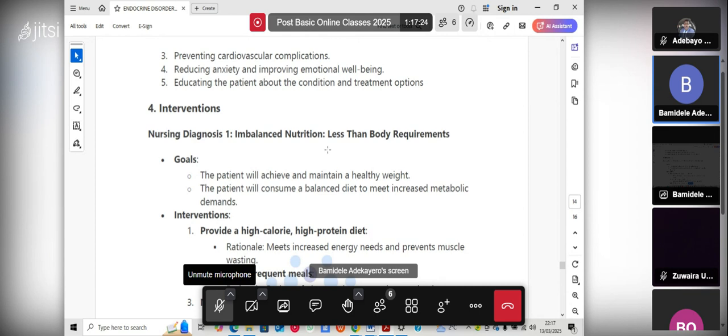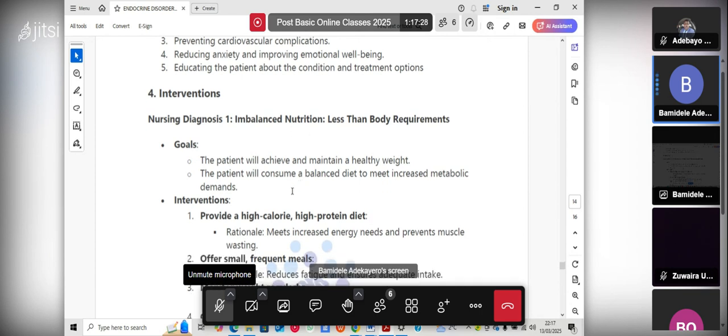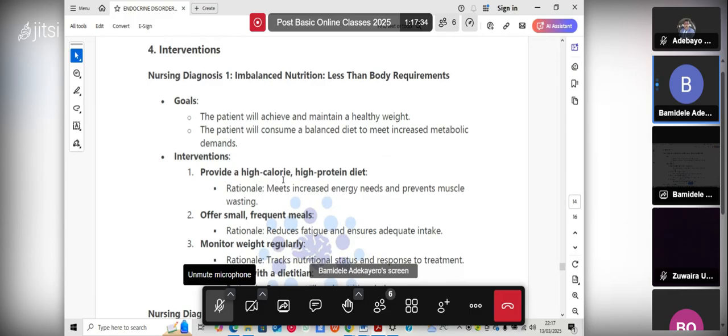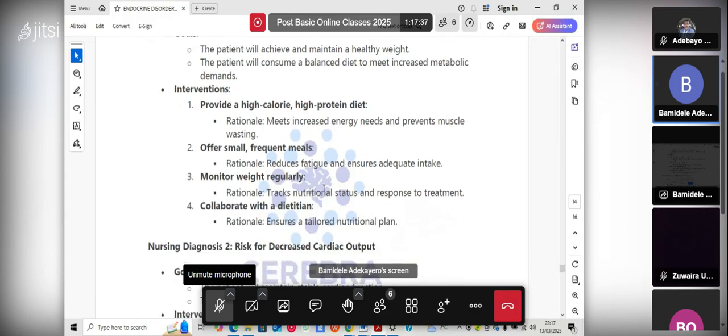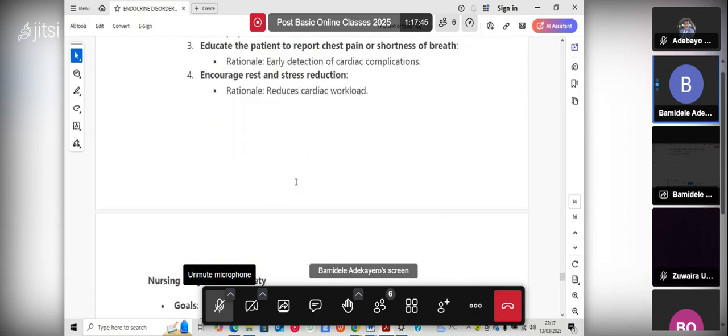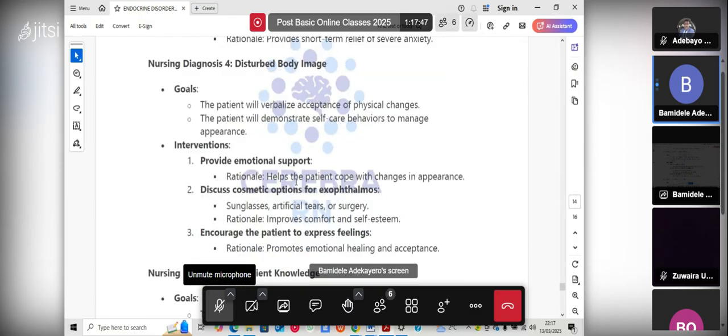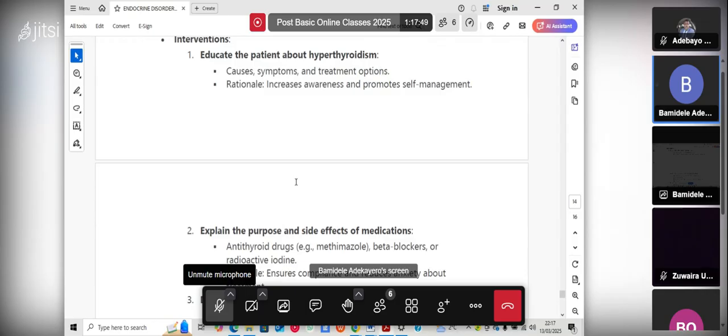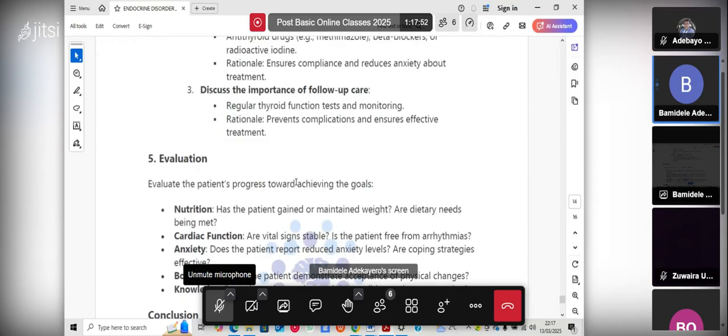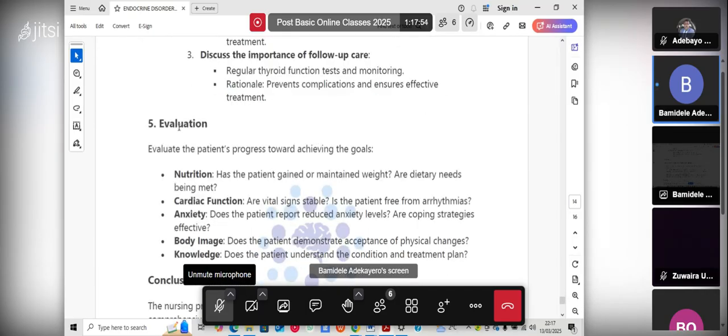If the patient is having imbalanced nutrition, your goal is to make sure the patient is achieving a normal and optimal weight. So you provide high calorie diet, high protein diet. You offer small frequent meals. Okay, you monitor the weight regularly and you collaborate with the dietitian. So all of this is what you do to help the patient, your nursing goals and nursing interventions, really. And then you come back to evaluate.